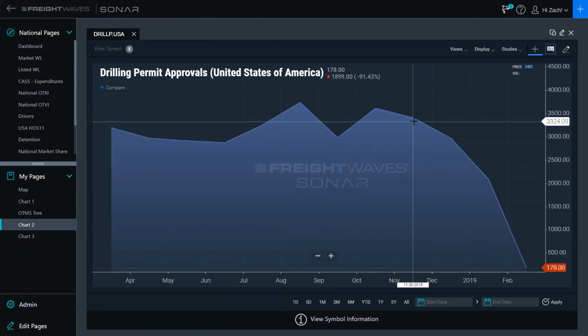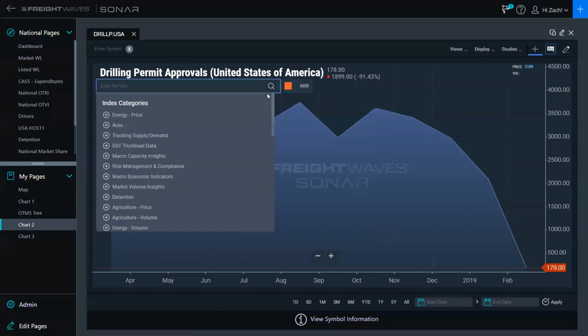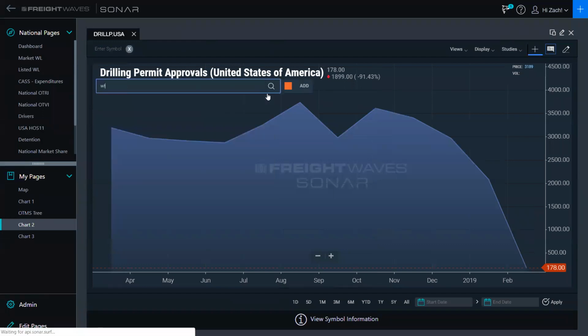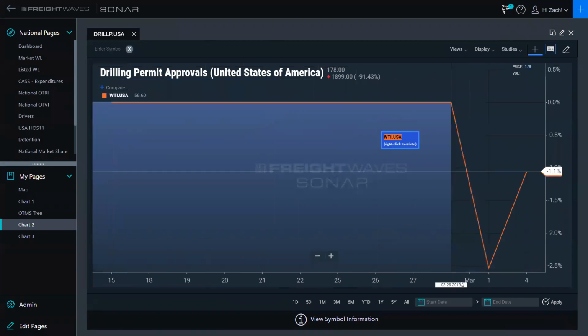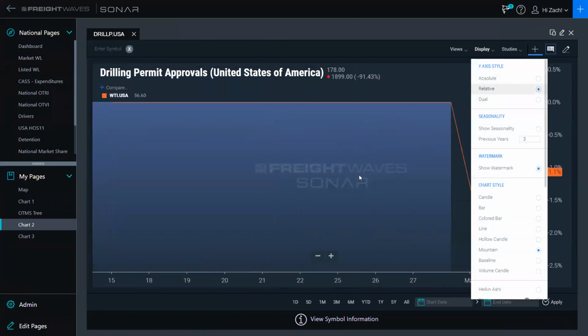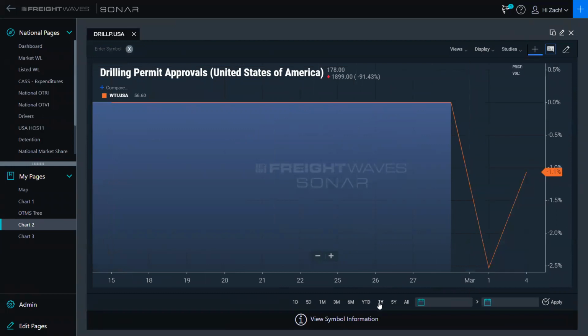But for right now, I think the trend, and I'm going to overlay this with the WTI number, just so you can see a quick little relationship between the two. I put this on a relative.